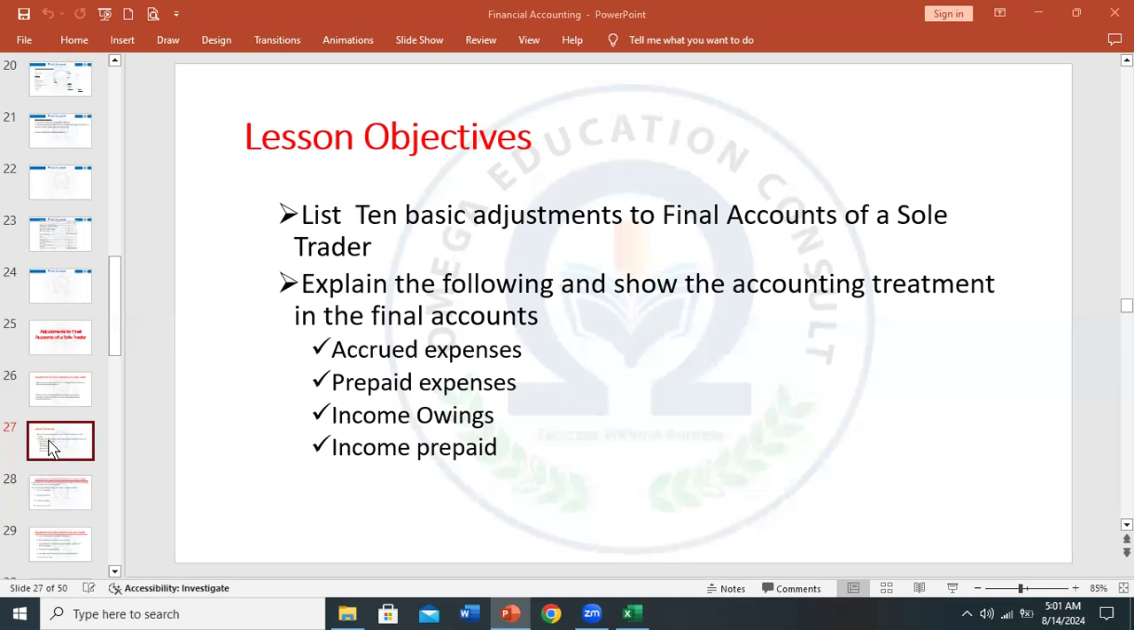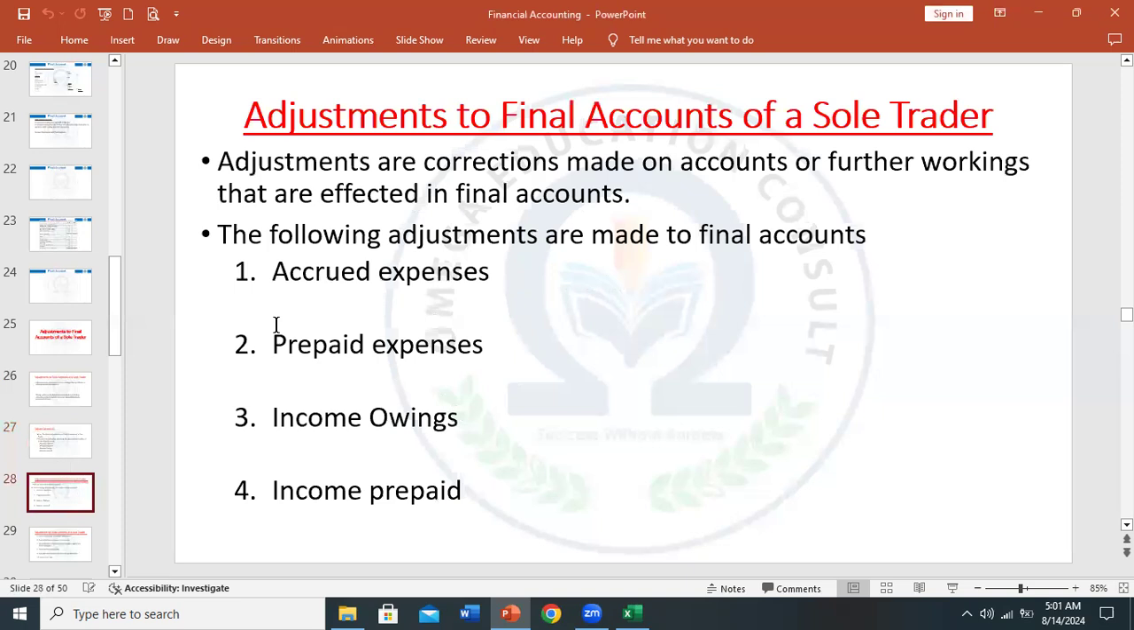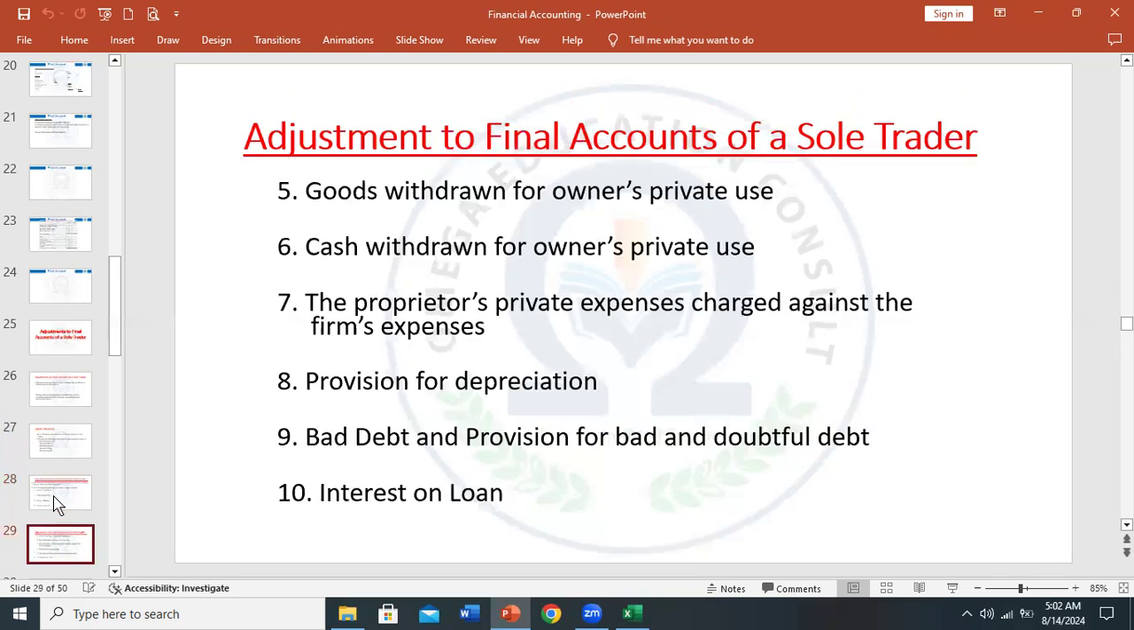The first one is what we call accrued expenses. Accrued expenses. So those who want to take notes, you can, or better still, I'll share the notes with you on the page. Accrued expenses. I will get to explain these things. So for now, let's just list them. We have prepaid expenses, income owings, income prepaid. We have goods withdrawn for owner's private use.